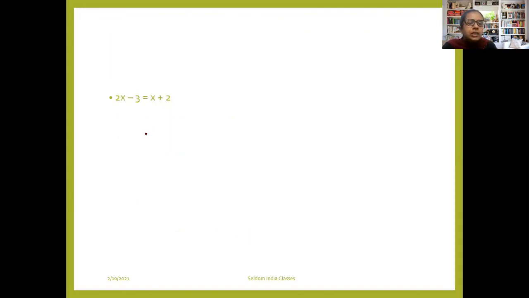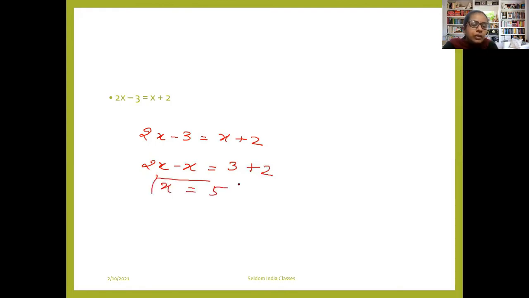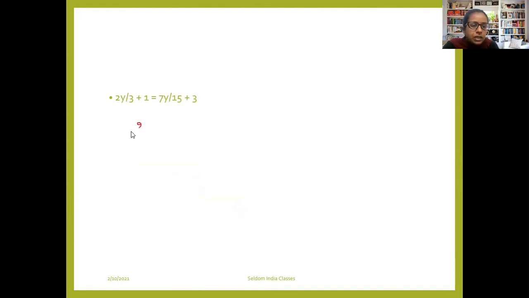Next question is 2x minus 3 equals x plus 2. So moving x to the left hand side and numbers to the right hand side, we will get x equals 5. Now the next question is 2 by 3y plus 1 equals 7 by 15y plus 3. Now moving the y terms to the left hand side.